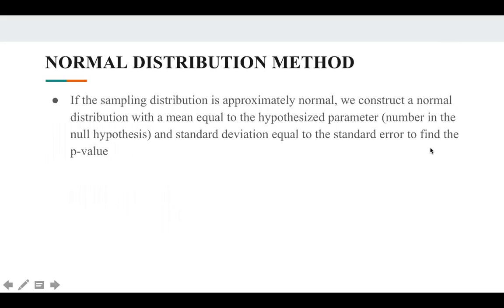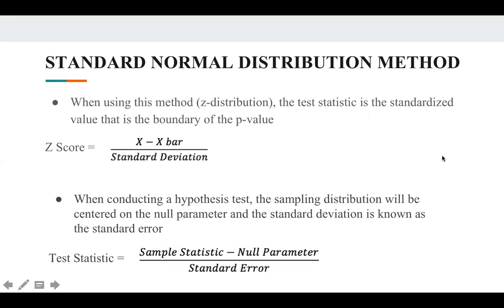But for the normal distribution method, it's just saying that if the sampling distribution is normal, we have a normal distribution and the mean is equal to the hypothesized parameter, which is just the number in the null hypothesis. So that is equal to the mean. And then the standard deviation equals the standard error. That's how you can find the p-value, which we're going to see in the example. And then with the standard normal distribution method, we find a z-score, and then we find the test statistic.